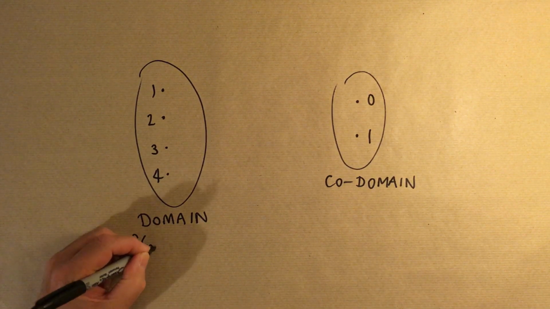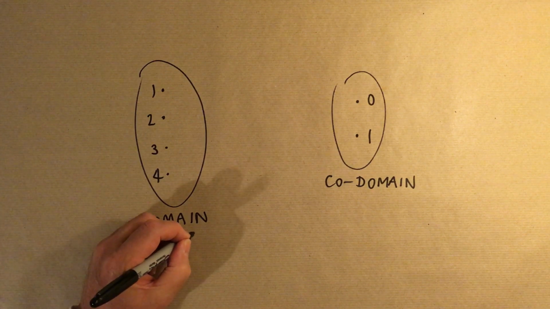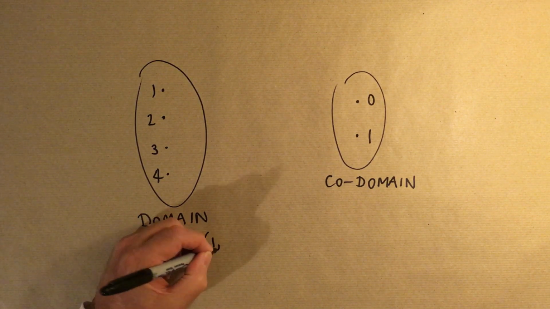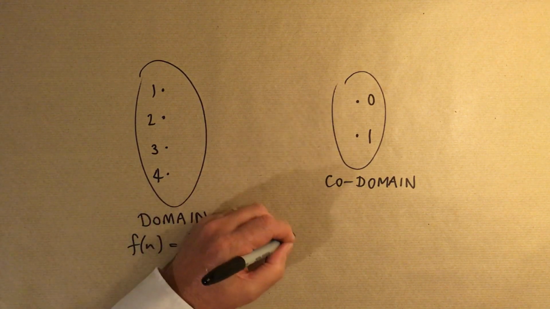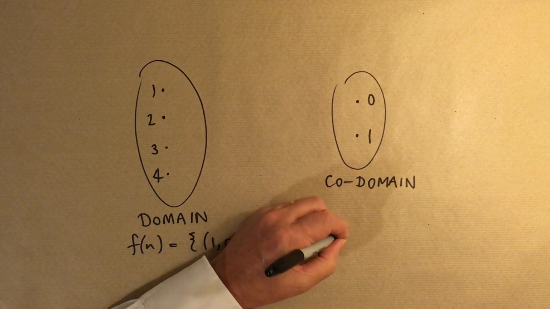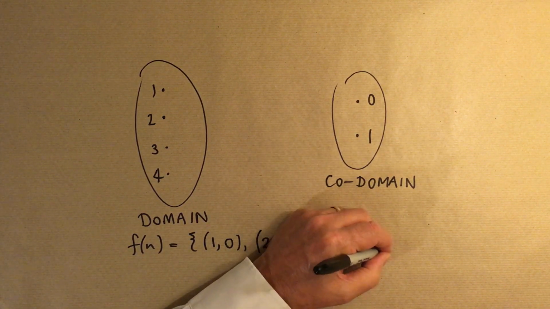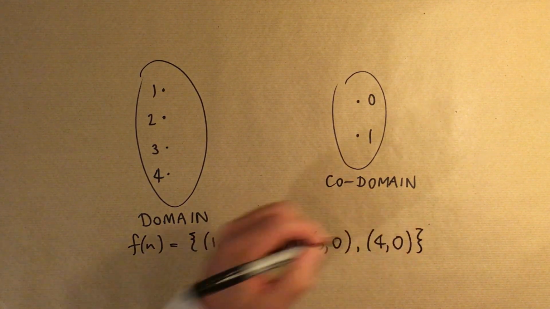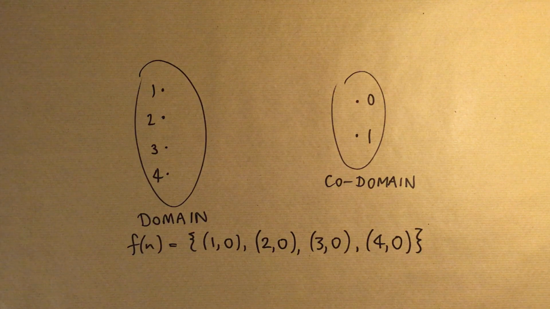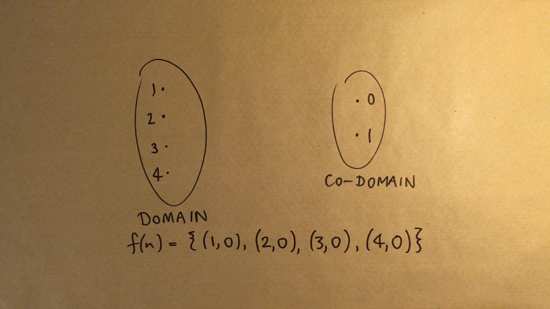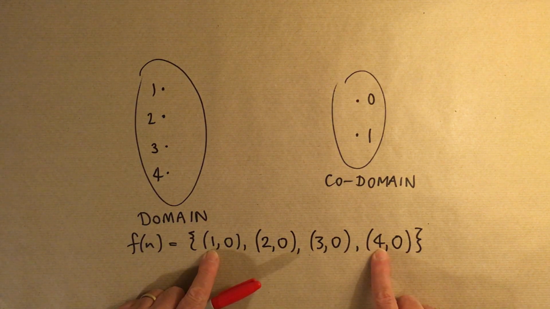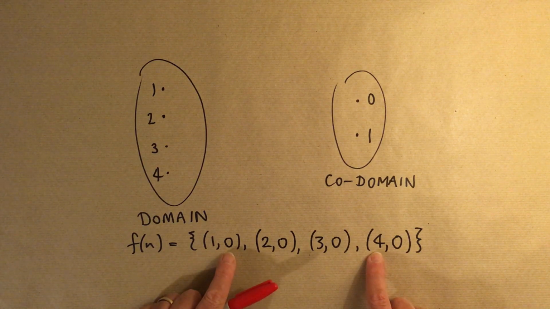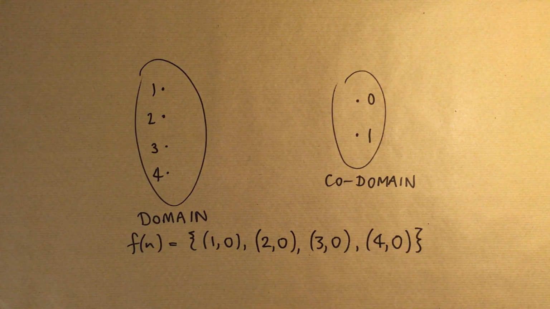Only this time f of n is defined like this. It is the set of pairs such that 1 maps onto 0, 2 maps onto 0, 3 maps onto 0, and you've guessed it, 4 maps onto 0. That's a good curly bracket. I like that one. That's a perfectly decent function because for each and every member of the input set, there is one and only one member of the output set. It doesn't matter that I haven't used up one here.